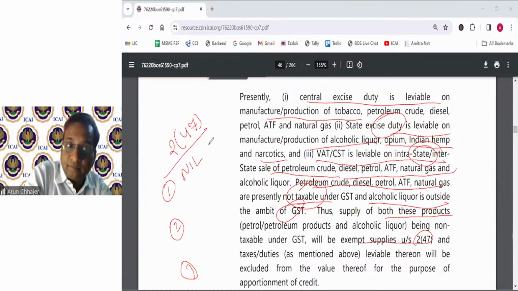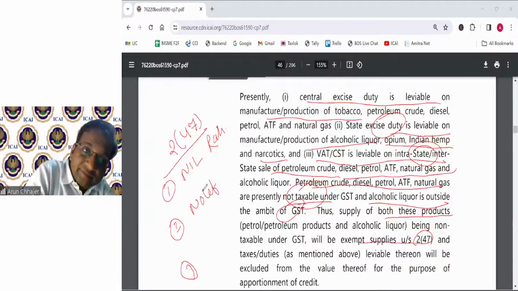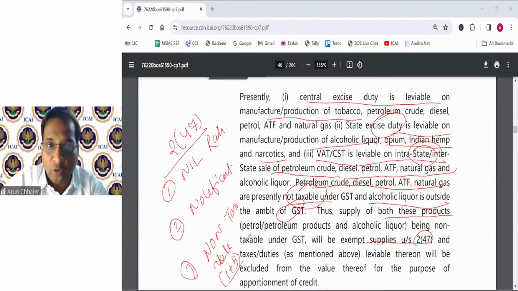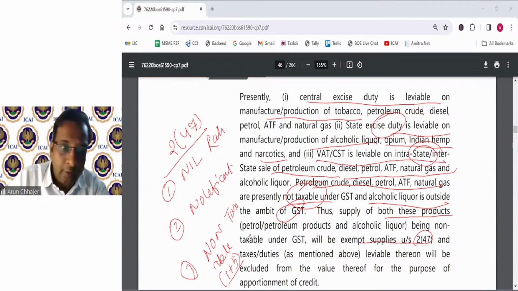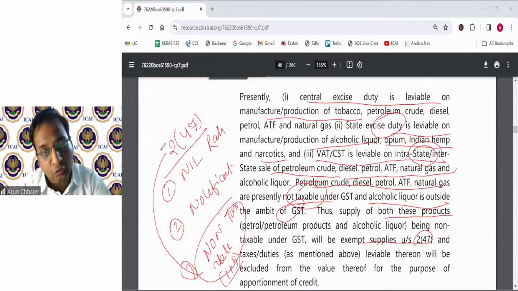Nil rated, exempted by notification, and non-taxable supplies. What are non-taxable supplies? Non-taxable supply is nothing but the 1 plus 5. What is 1 plus 5? Alcoholic liquor for human consumption and 5 specified petroleum products: petrol, crude, diesel, aviation turbine fuel, natural gas. Okay. So whether non-taxable supply is an exempt supply as per section 2(47), the answer is 100% yes.